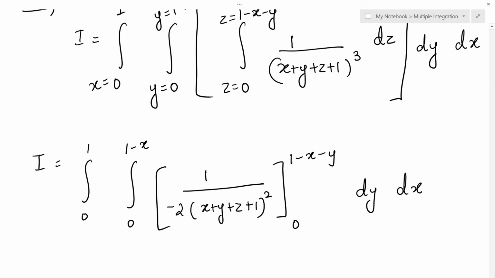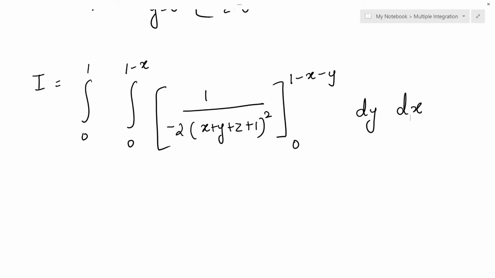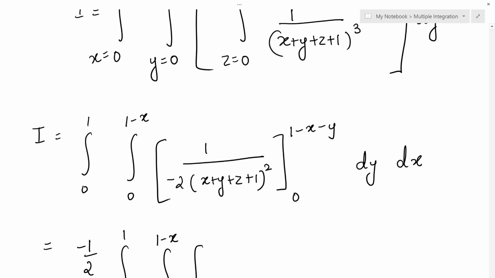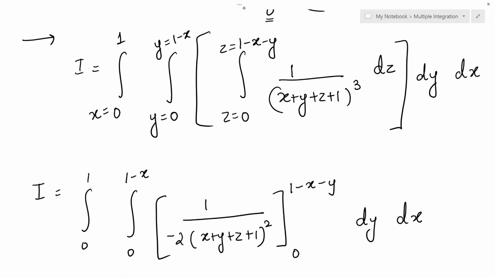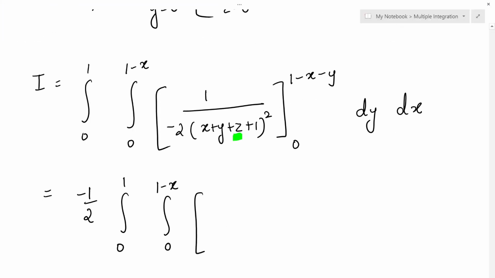So let me substitute the limits of integration. Minus 1 by 2 you can take outside. So 0 to 1, 0 to 1 minus x. First substitute the upper limit. I have integrated with z, so the limit should be substituted in z only. Wherever I have z, I will substitute the upper limit and the lower limit. So let us substitute the upper and lower limit in z.